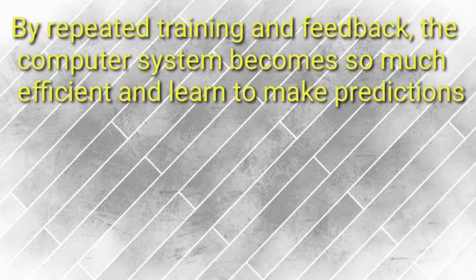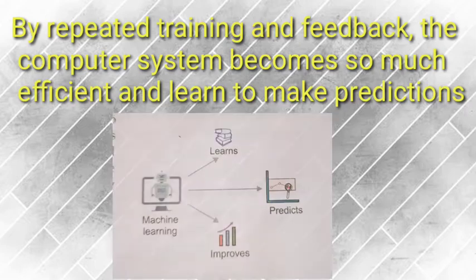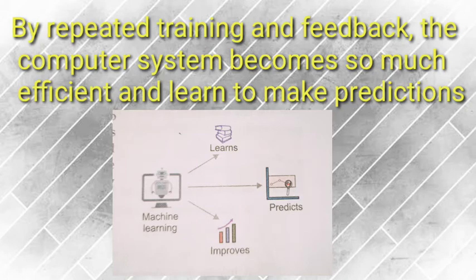Now with repeated training and feedback, the computer system learns and evolves to make predictions also, and then it will be able to give you suggestions on how you should enable your search. For example, when you write any sentence in Google, Google gives you many suggestions to search that information, right? So that is all we call machine learning.